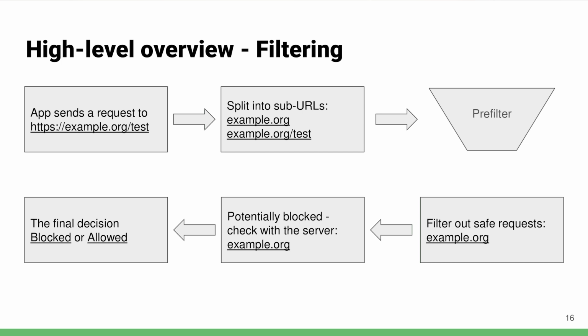system. For example, when an app wants to send a request to example.org/tests, the system first splits the URL into small sub-URLs. These are checked against a local pre-filter to quickly decide which URLs can be classified as safe. The remaining are sent to your remote server for further verification. And based on the server's response, the system either blocks or allows the request.